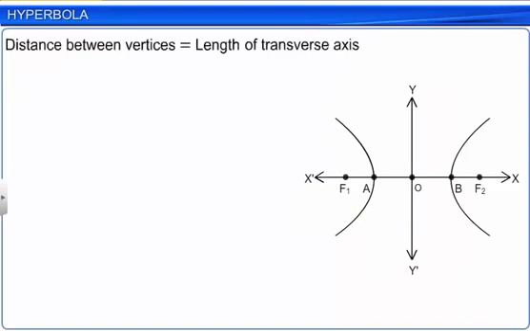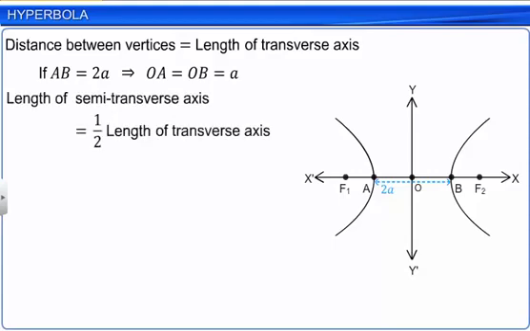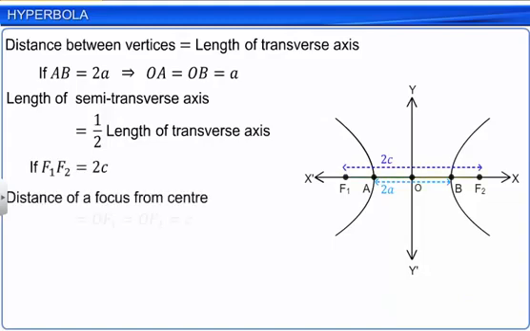The distance between the two vertices of a hyperbola is considered the length of its transverse axis. Thus, if A and B are the two vertices and distance AB is 2a, then the distance of either of the vertices from the center of the hyperbola is a. The center bisects the transverse axis into two semi-transverse axes. Also, if the distance between the two foci is 2c, the distance of either focus from the center of the hyperbola is c.